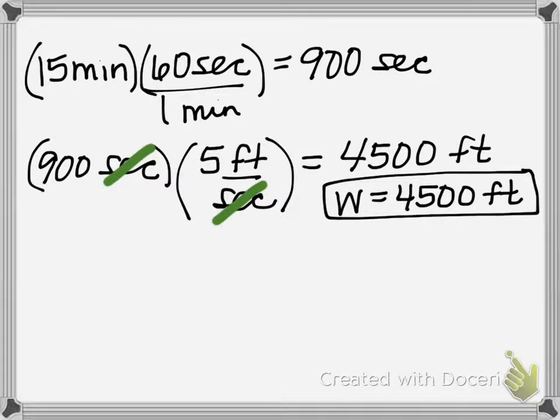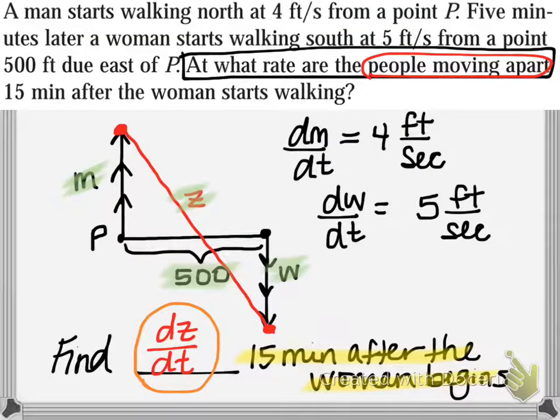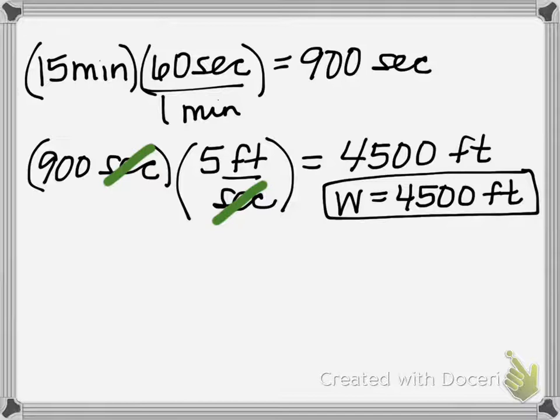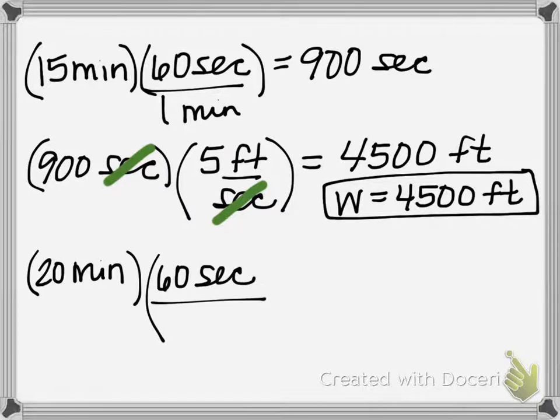Now we need to do the same thing for the man. But remember, that requires us to go back and reread the problem. It said that the man starts walking first, and then 5 minutes later, the woman starts walking. So if the woman has walked for 15 minutes, the man has walked for 5 minutes more than her. So the man will have walked for 20 minutes. We'll convert minutes to seconds again. So 60 seconds in 1 minute.